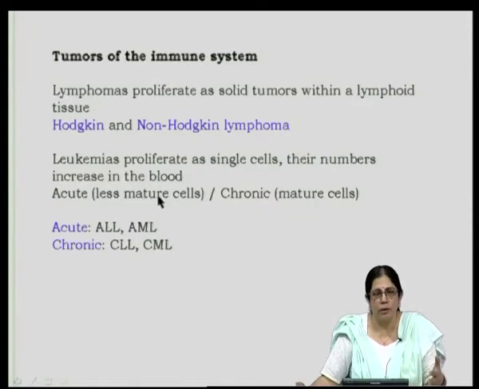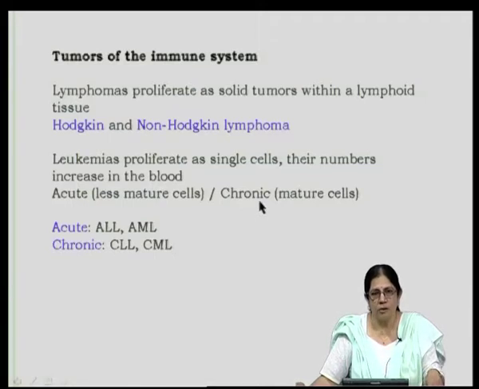Well, not really solid in the way carcinomas are, but they are enclosed in lymphoid tissue, whereas leukemias, which proliferate as single cells, circulate in the blood. Leukemias could be acute or chronic. Acute are cells which are less mature in the development of T and B cells, and chronic would be mature cells.